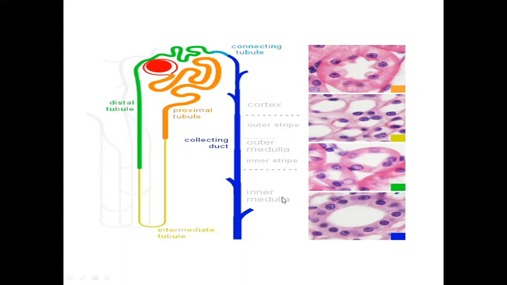Then we have the blue cross section indicating the collecting ducts lined by cuboidal epithelium, but the boundary between one cell and the adjacent cell is quite evident, which is not the case in the distal convoluted tubule or proximal convoluted tubule. And then the yellow area in the micrograph is indicating the thin loop of Henle lined by simple squamous cells, where the nucleus is bulging inside the luminal side.